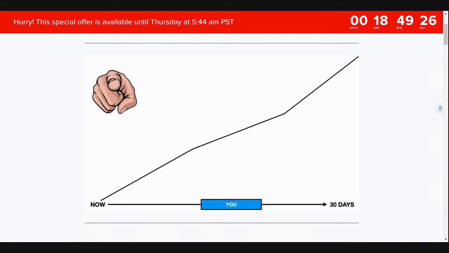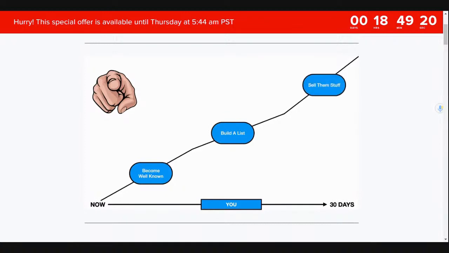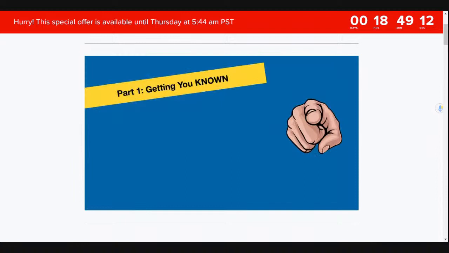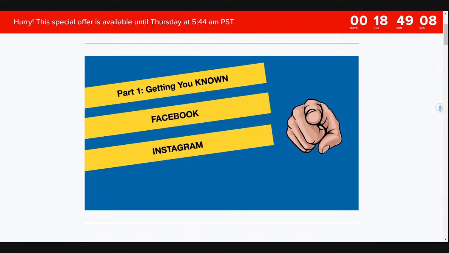It helps you do these 3 things over the course of 30 days. Become well known, then build a list, and then sell that list a lot of stuff. Right. That's the whole purpose of the Core 4. And we do it without overwhelm. So let me walk you through the steps of it. All right. So in terms of getting you known, we're primarily going to use Facebook and Instagram, and as an option, if you want to, YouTube.